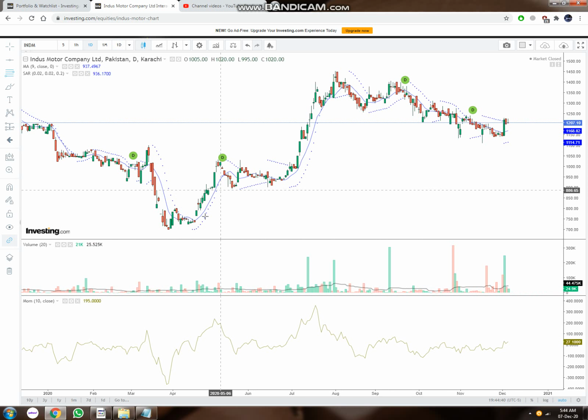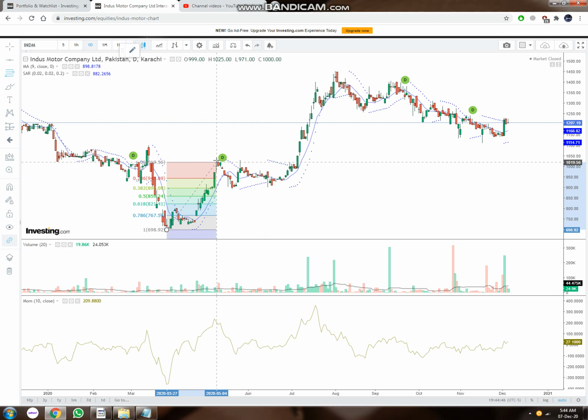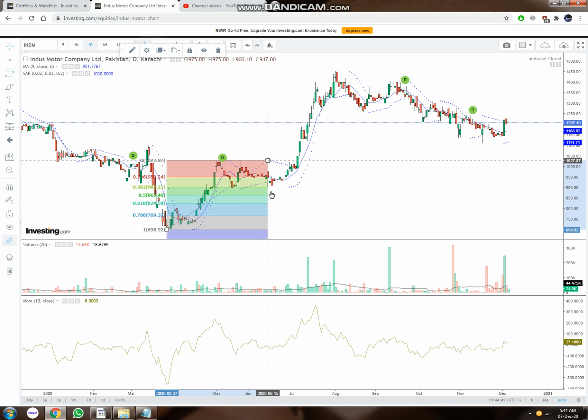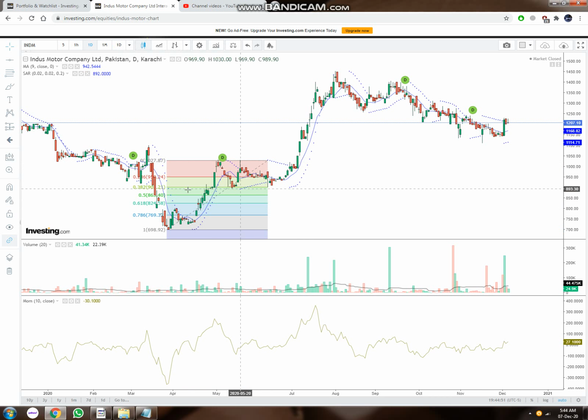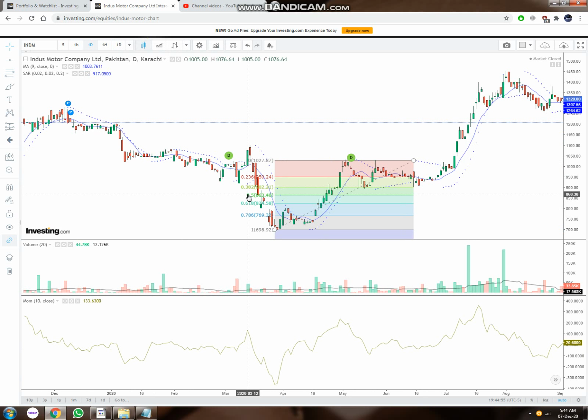Now if you want to know where the initial pullback would occur, plot it here to the high over here at this level. Now you can see here the initial pullback occurred to the 38 level. So 38% is the initial pullback of this. So you can determine these lines of where the initial pullback would occur.